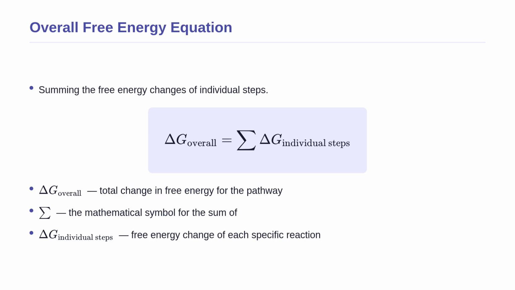Conceptually, if the sum of all these individual changes results in a large negative number, the entire pathway is highly favorable and will proceed forward aggressively. If it were positive, the pathway would be physically impossible without adding external energy. Let us calculate this.